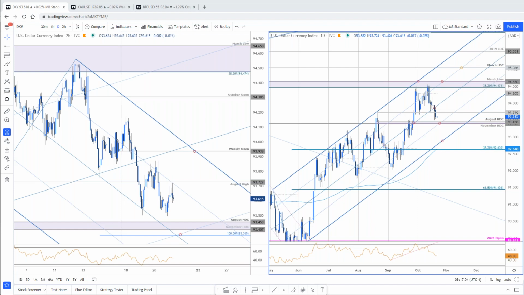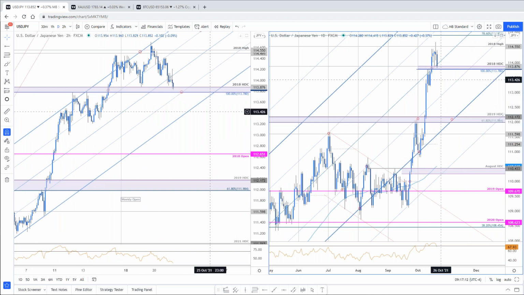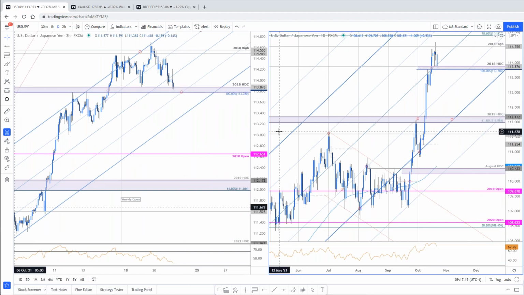For the yen crosses, one other thing, we do get inflationary data out of Japan later tonight. I don't think it's going to be a major market mover, guys, but with dollar yen trading right here at the highs and pulling back, it might be the catalyst we need to finally get a chop of the weekly opening range. So keep an eye on that later tonight.